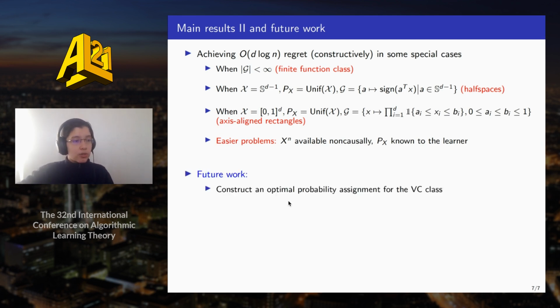So let me conclude by summarizing the remaining problems. So there are still several remaining problems, such as, first of all, constructing an optimal probability assignment for the VC class, for which we know regret grows as d log n. So this is still left. And constructing a probability assignment with optimal or even sublinear regret for any arbitrary class F of conditional distributions, rather than just the special VC class that we have considered in this paper.